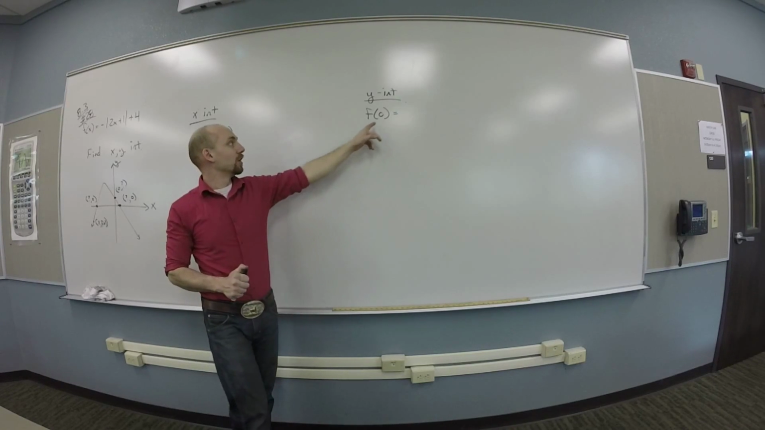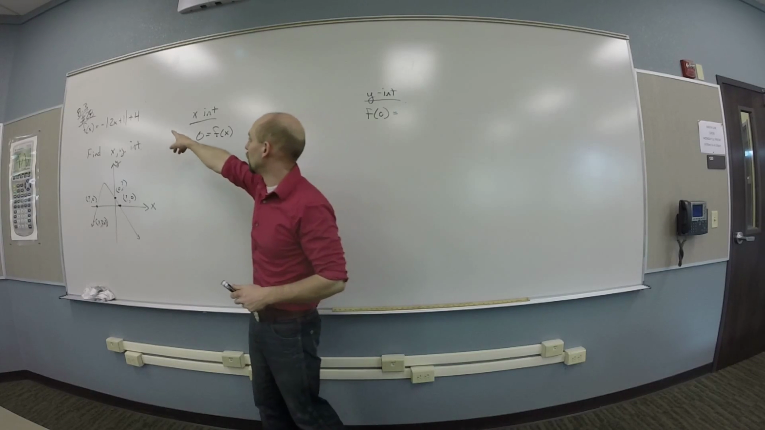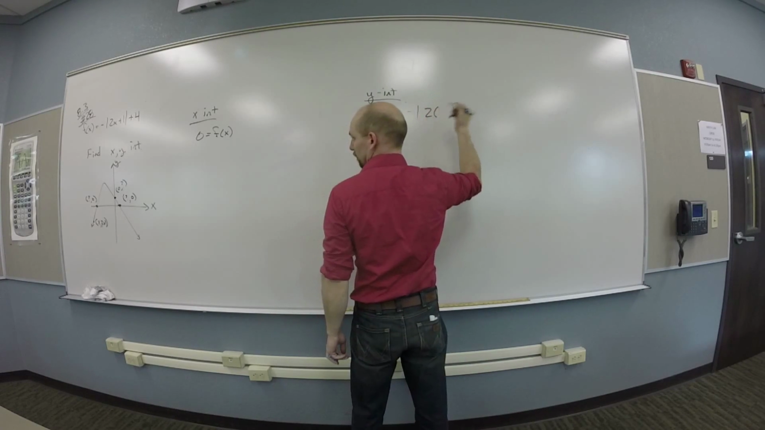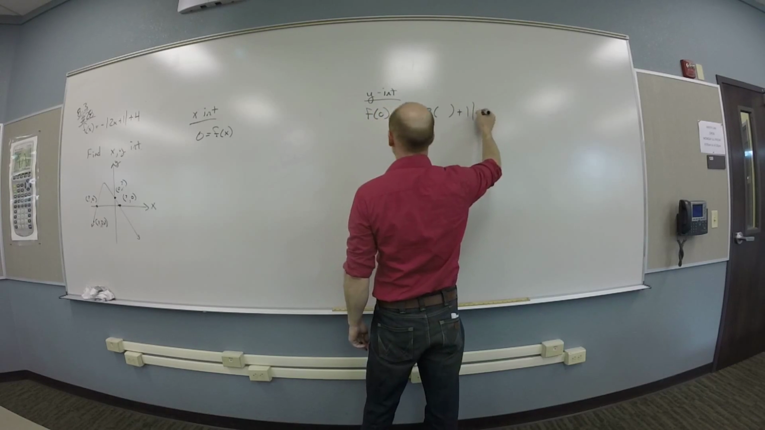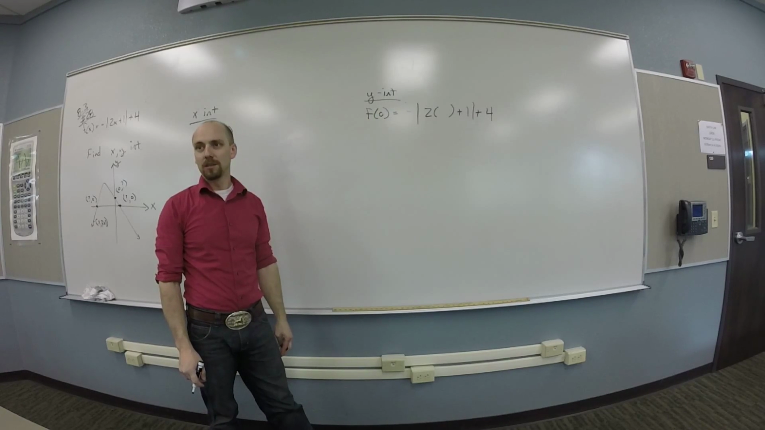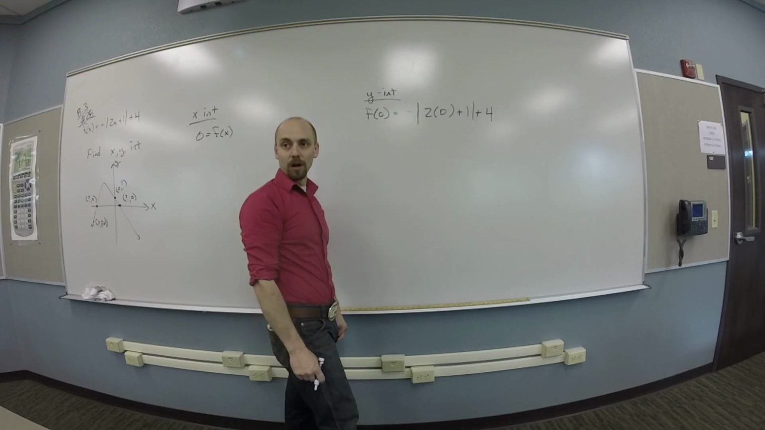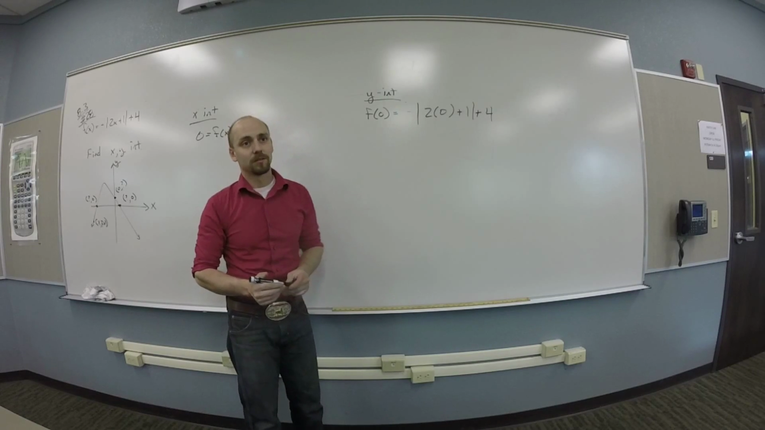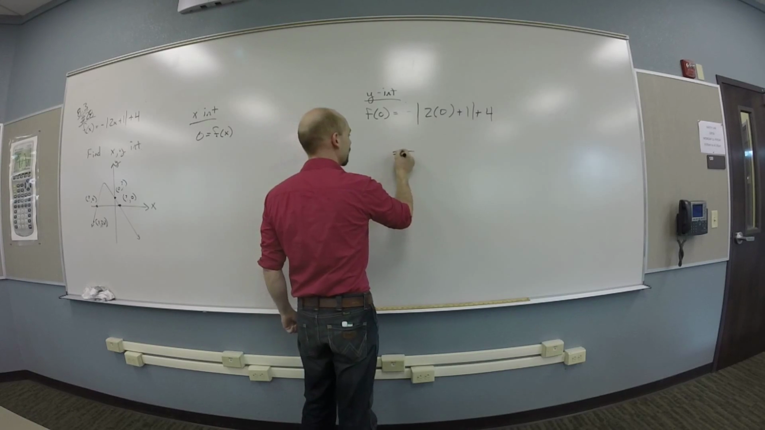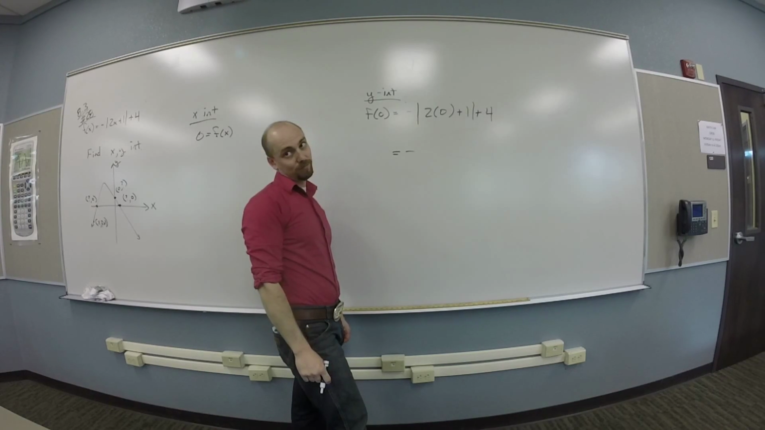How do I put 0 into the rule for f? Okay, so I should write down my rule and maybe do Story's trick and just put in a paren for x, right? And then what goes in the parens? 0. Then I have to use order of operations to simplify this out, right? So where do I look first? Inside the absolute value, the grouping symbols, right? So in the grouping symbols, what have I got?